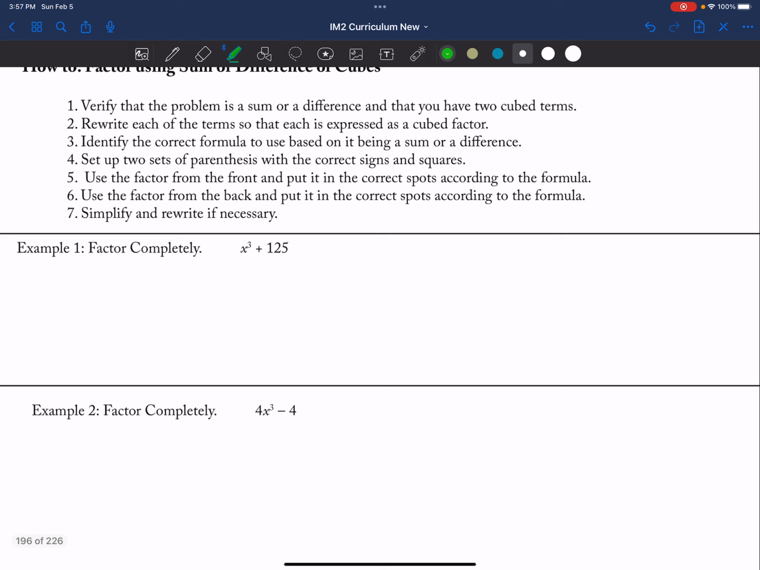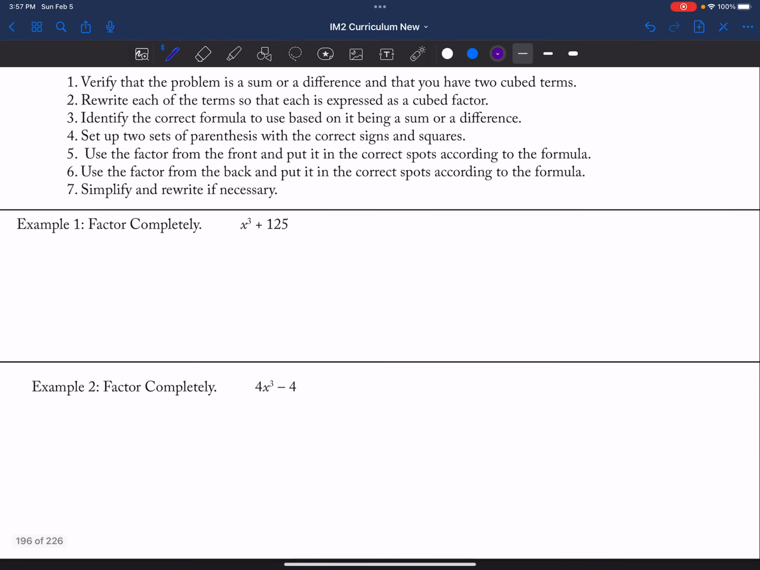Okay, so in this case, I need to figure out the cube root, so what times what gives me x cubed, and that's x. And then what times what gives me 125, so B is 5, because 5 times 5 times 5 gives me 125. So x cubed plus 125 factors to x plus 5, x squared minus 5x plus 25. So it's a plus b, a squared minus ab plus b squared.